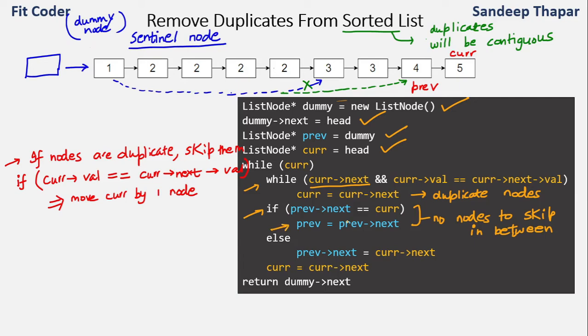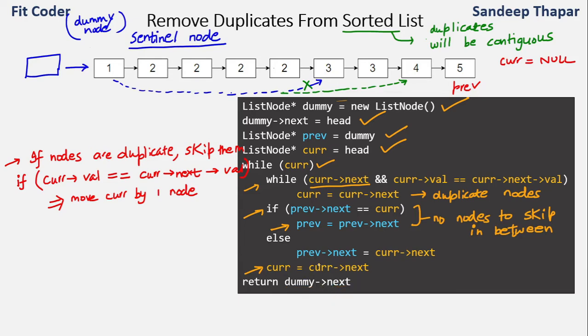So now we'll move previous by one node. So previous will also come at 5. And in the next step, we'll move current by one node. So now current will be next of 5, which is null. And in the next iteration, we are checking if current is valid. So now current is null, so this while loop will break.